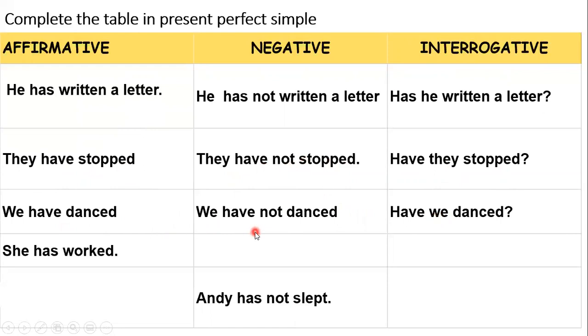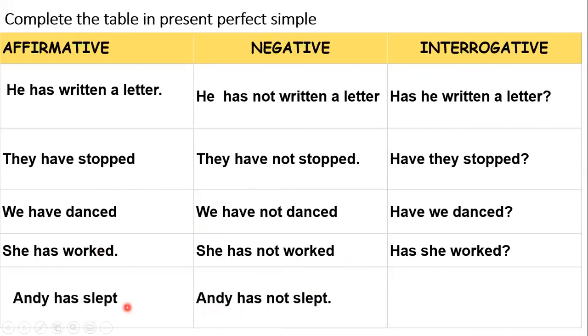We have not danced. Affirmative again, she has worked. What is the negative? She has not worked. Interrogative, has she worked? And the last one, Andy has not slept. Poor Andy. Affirmative, Andy has slept. Interrogative, has Andy slept? Has Andy slept yet? Okay, I know you got everything correct. So very good, excellent. Let's continue.